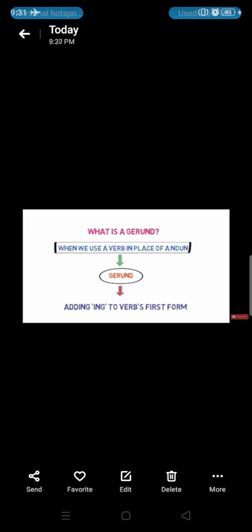For example, I have the word swimming. So here swim is the first verb form, swim. The first verb form is swim, and with swim if I add the word ing it becomes swimming. Okay, so this is how we form a gerund, by adding ing to the verb first base form. So what is a gerund? Once again, gerunds are verbs which are used as a noun.